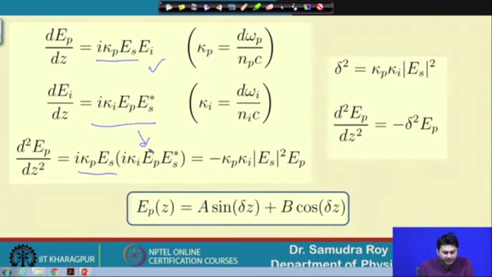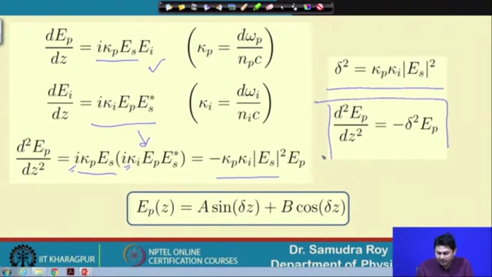So, when we replace this term, we will have a term like kappa_p kappa_i with a negative sign, because this i and this i will give a negative sign, and also we have mod E_s squared, which is also a constant, and E_p. Now, if I consider this term as delta squared, because all these things are positive, so delta has to be a positive quantity, then we will have an expression like this. So, this is a well known expression.